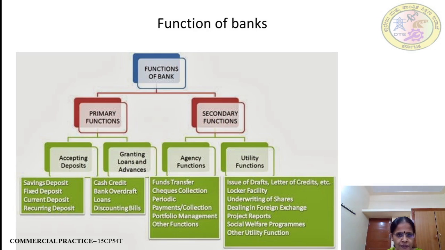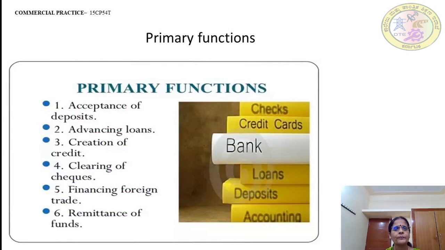The secondary functions that a bank performs are basically divided into two categories, agency functions and utility functions. We will further understand each type of function in the further discussions. In this discussion, we are going to understand the primary functions of a bank. Basically, a bank has come into existence to perform these functions, without which its existence is not possible. So the first primary function of the bank is acceptance of deposits.